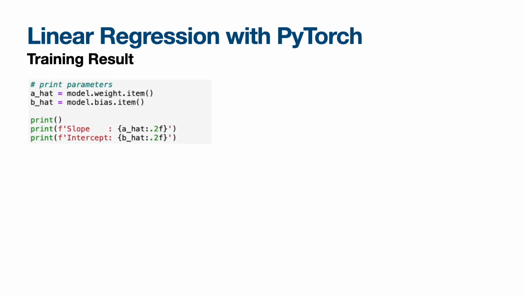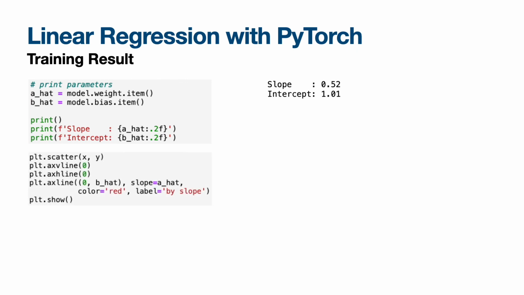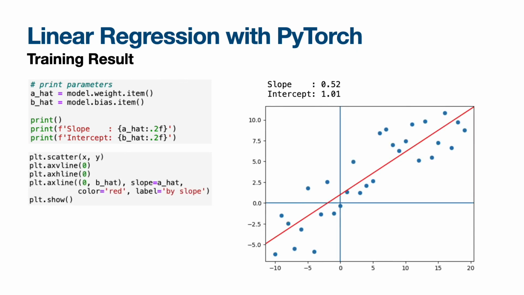Let's check the final prediction of the slope and intercept. The slope is 0.52, and the intercept is 1.01. These values are very close to the true values of 0.5 and 1.0, respectively. Not bad at all. By plotting the linear regression line, we can visually confirm that the model has learned the parameters from the training data very well.